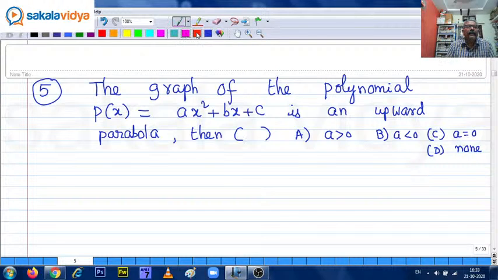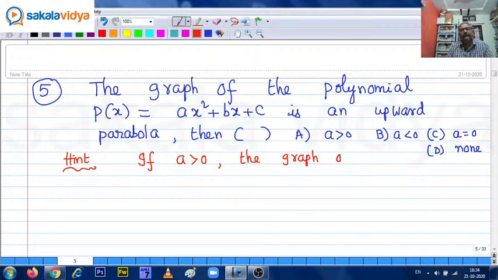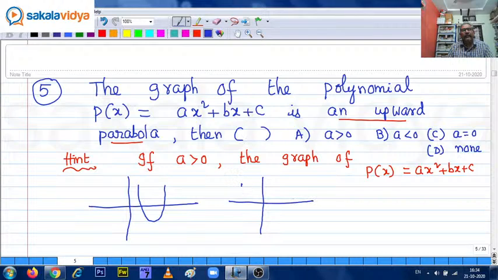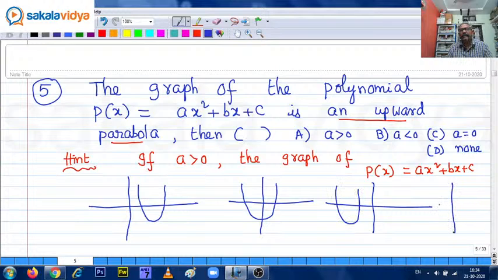So I will give the hint for you, don't worry. Hint. For example, if a greater than 0, the graph of P of x equals ax square plus bx plus c is an upwards parabola. So the figure will be like this. Different cases like this. It may be like this, or like this, or like this, or like this.